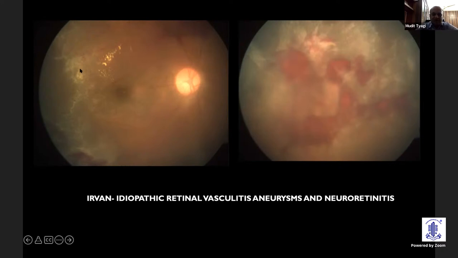Another cause, when you see multiple peripheral areas of neovascularization and hard exudates, would be IRVAN, idiopathic retinal vasculitis, aneurysm, and neuroretinitis. These are eyes which will need not only peripheral laser, but also aggressive systemic immunosuppression and steroid treatment. So you need to treat these eyes and you need to treat the underlying disease. Vitreous hemorrhages in a lot of these cases can be a clue to an underlying disease. It becomes important for us as ophthalmologists to pick these up and start a concurrent treatment, not just for the hemorrhage, but also for the underlying pathology that is leading to the hemorrhage in the first place.